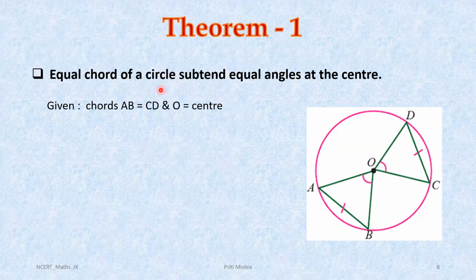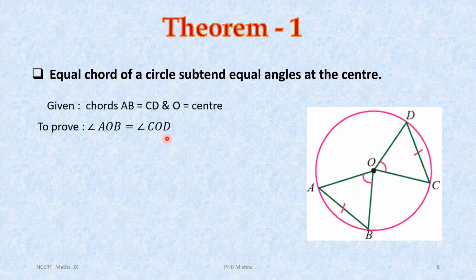Next, they are saying of a circle subtend equal angles at the center. Means we have to prove that these chords are subtending equal angles at the center. Means angle AOB is equal to angle COD. So just write down what we need to prove. To prove: angle AOB is equal to angle COD.